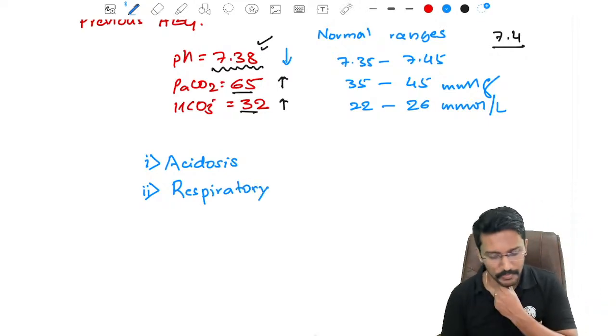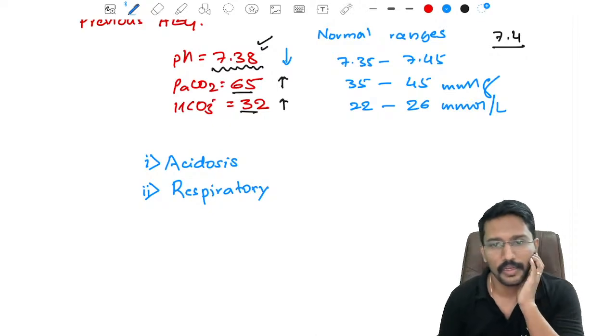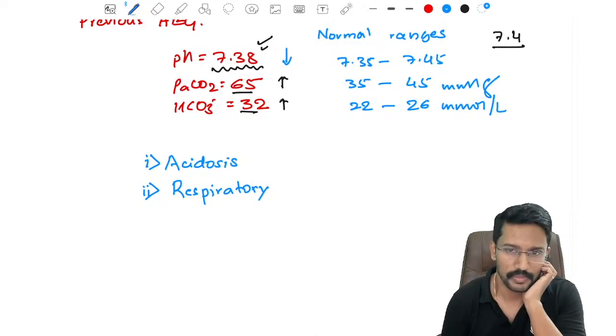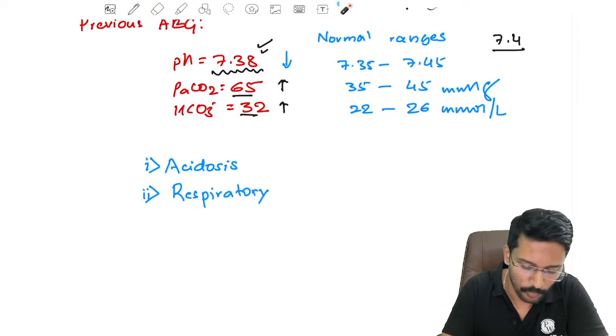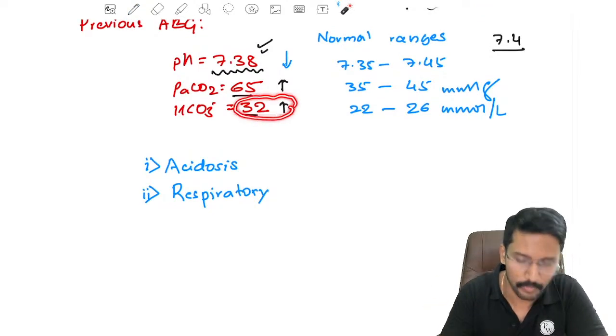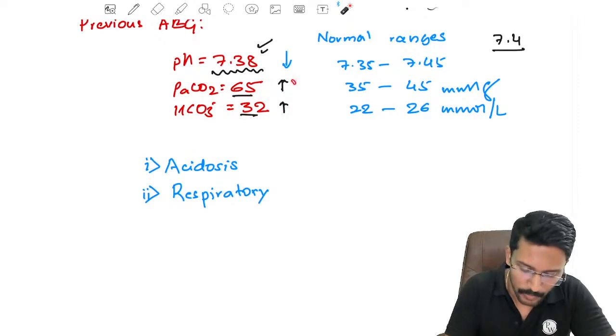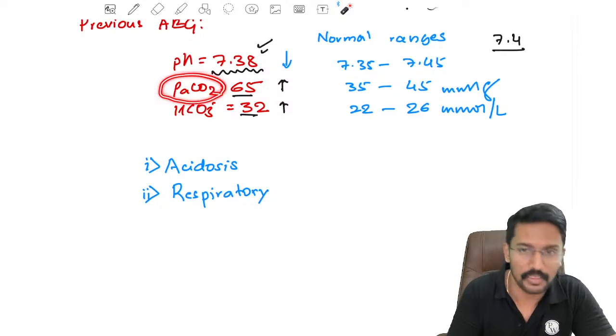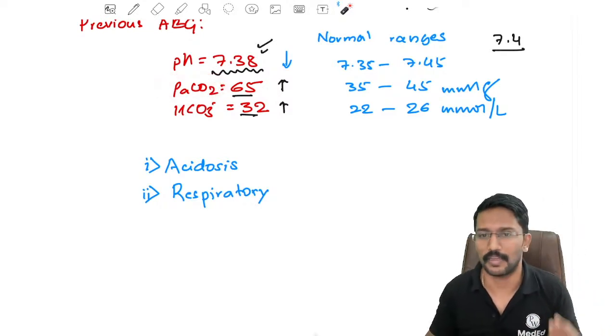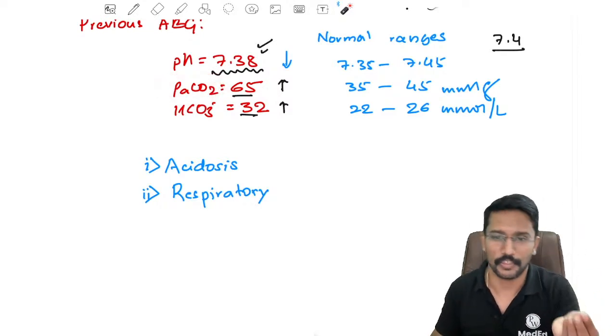Now the question is, if it is respiratory acidosis, how do you explain the normal pH? The pH is normal because of the kidneys' compensation. So kidneys are compensating by increasing the bicarb. See what happened basically, PaCO2 increased, your lungs were not able to clear the carbon dioxide. This carbon dioxide will dissolve in the water to form carbonic acid. That is why the blood is becoming acidotic.